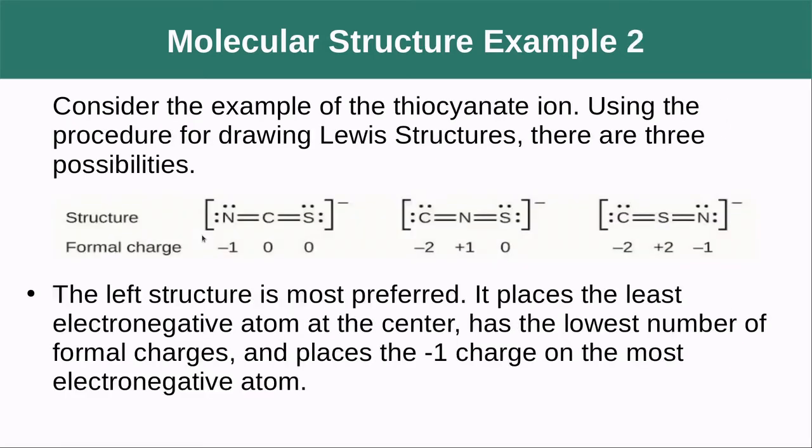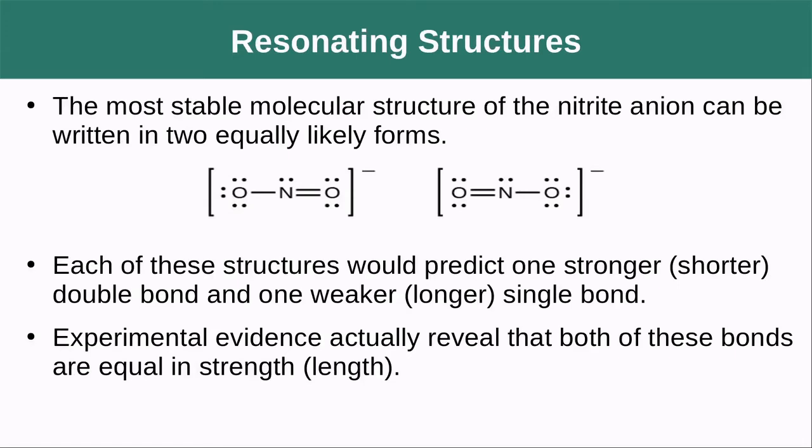If we look at a little bit more difficult example here, we have thiocyanate ion, we have a carbon, a nitrogen, and a sulfur. It's not really necessarily clear which order they should go in, but when we start to work out their formal charges, we see that putting carbon in the center with sulfur at one end and nitrogen at another leads to the least formal charges.